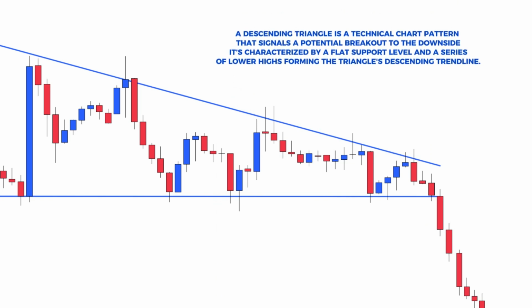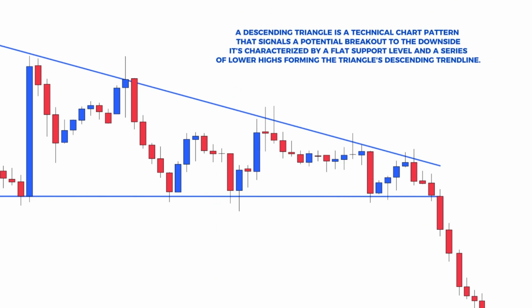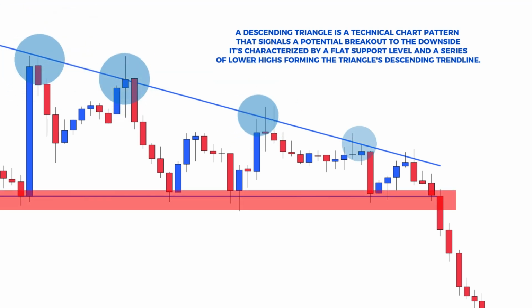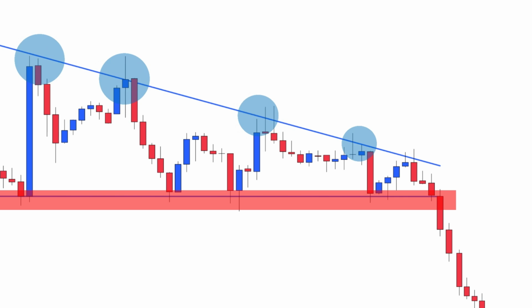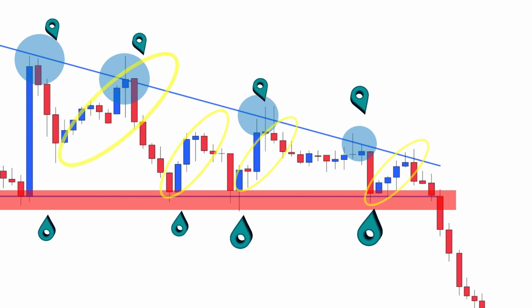A descending triangle is a technical chart pattern that signals a potential breakout to the downside. It's characterized by a flat support level and a series of lower highs forming the triangle's descending trend line. Identify the pattern. Look for a horizontal line at the base of the triangle where the price consistently bounces off. Notice how each rally peaks lower than the last, forming a descending trend line. Here's the trick: the more touches on the support and resistance levels, the stronger the pattern becomes.